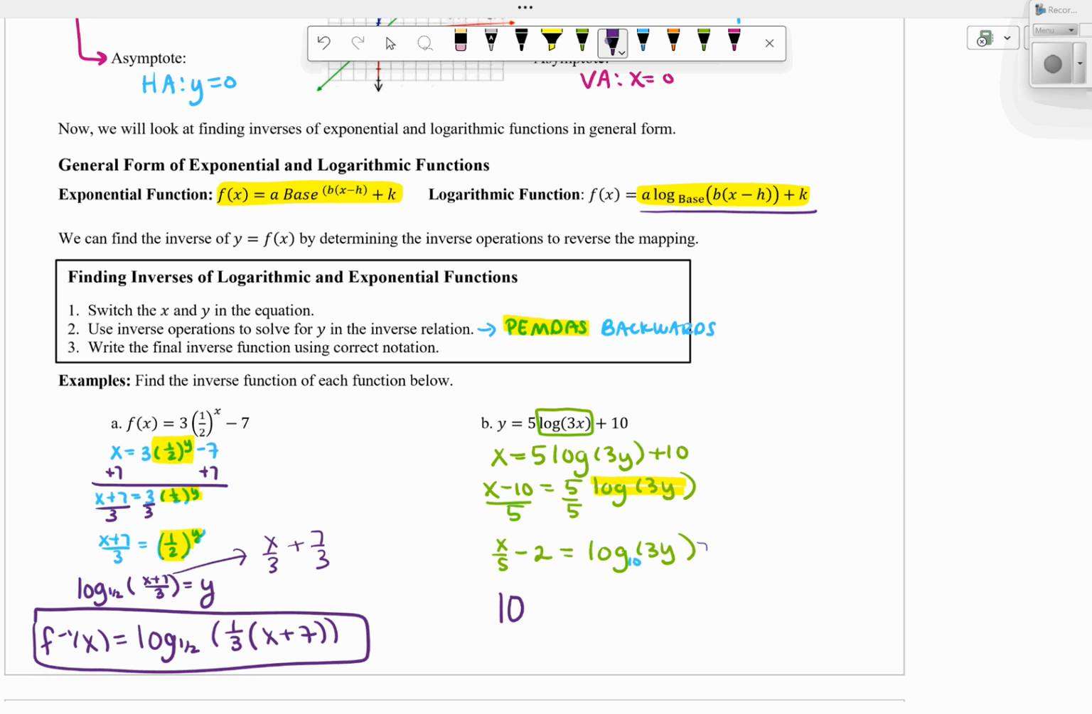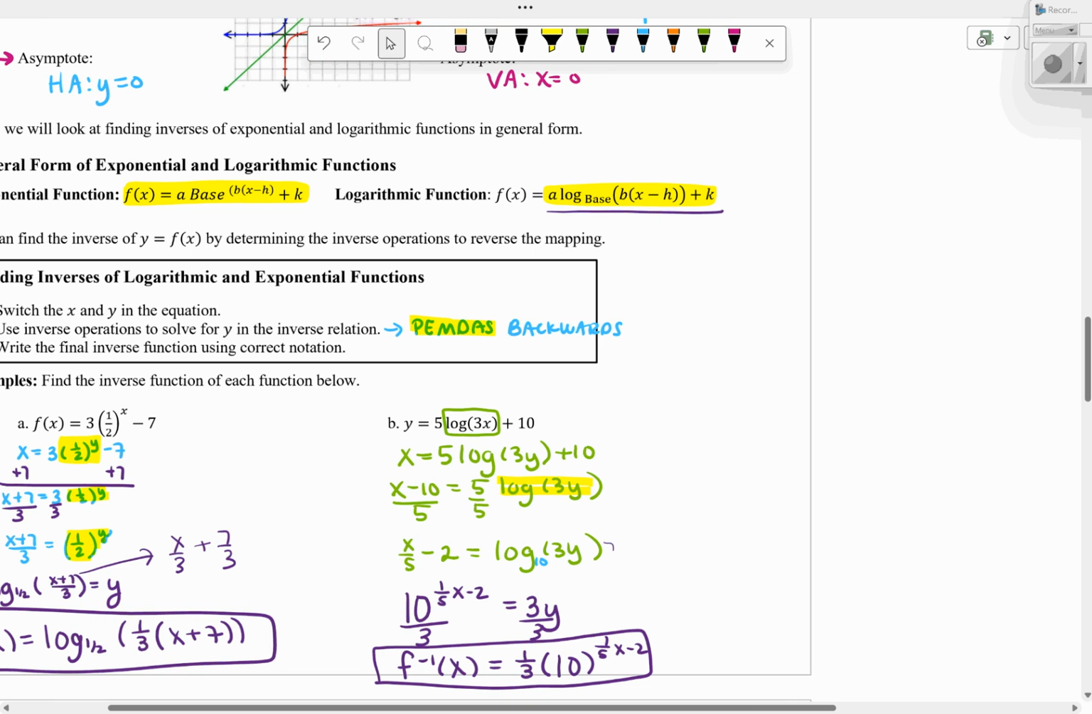And then remember, the answer to the log is the exponent. So I'm going to rewrite this as 10 to the 1/5 x minus 2 equals 3y, and then we're going to divide by 3. And so for this, we would get f inverse of x is equal to, 10 over 3 can't divide, so really that's your a value. So this would be 1/3 times 10 to the 1/5 x minus 2. So this would be our answer with the b not in factored form.